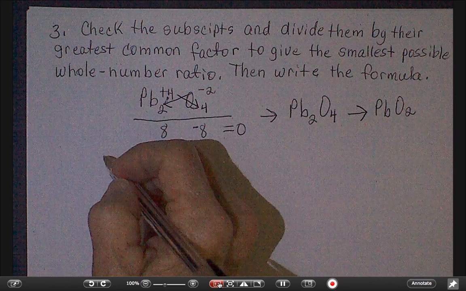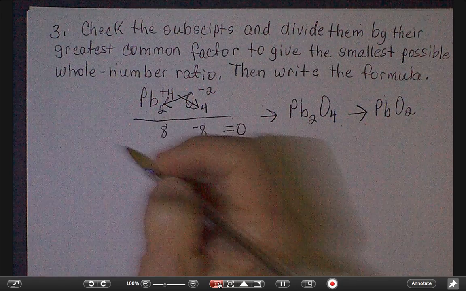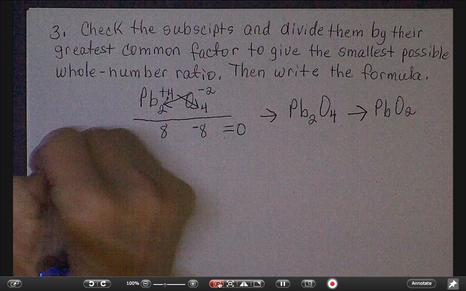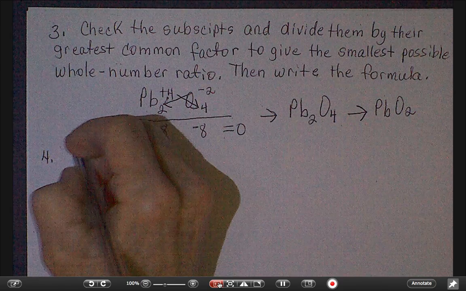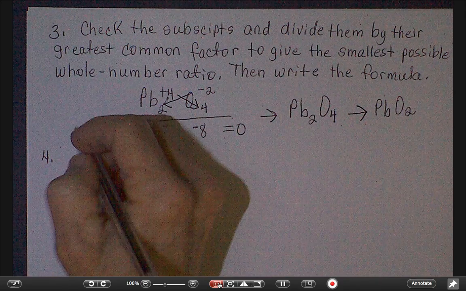All right. Number 4. Never write subscripts with a 1.